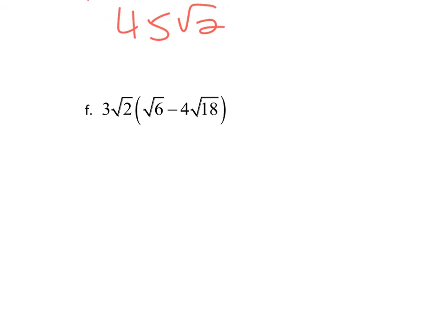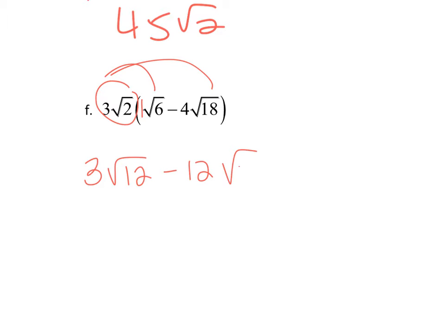This one, though, has a number in front, so you have to be careful of that. There's a 1 here, just so you know. You're going to distribute the whole thing into the 2 radicals inside. 3 times 1 is 3, 2 times 6 is 12, minus 3 times 4 is 12, and 2 times 18, double that, you'll get 36. Square root of 36 is already perfect, so we're going to make that a 6, and then 12 times 6 is 72.